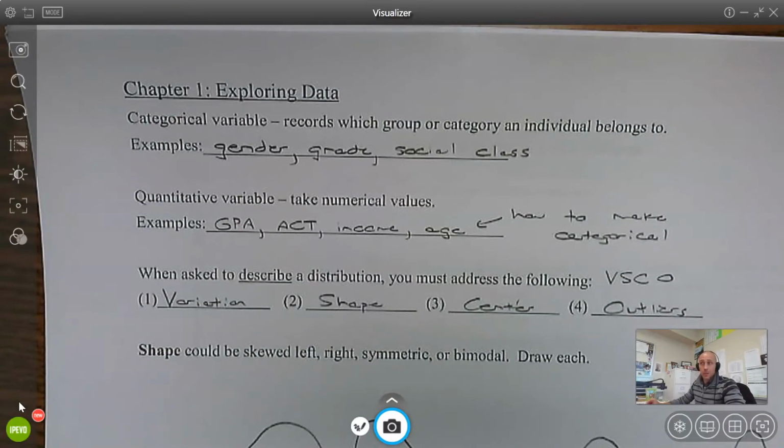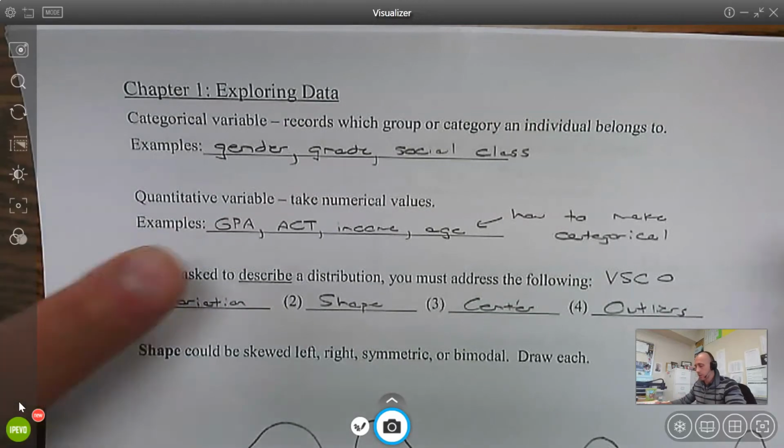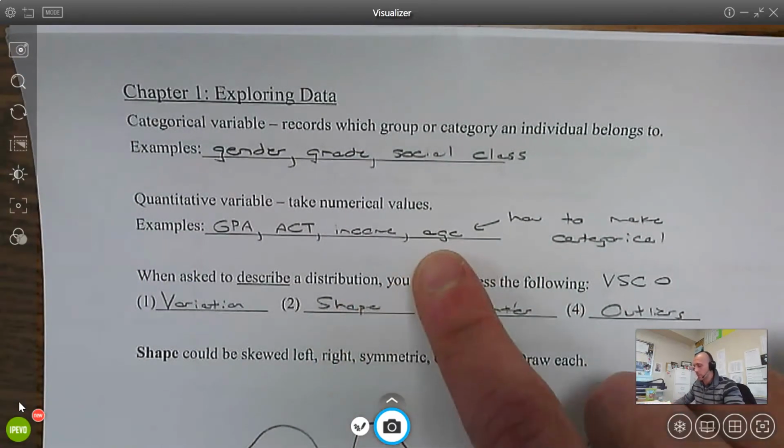So example from chapter 1 is exploring data. We looked at categorical variables. That's just a category or group that an individual belongs to. Eye color, hair color, gender, grade, social class. They have different categories. Quantitative variables take on numeric values. They have units: grade point average, ACT score, income, age.